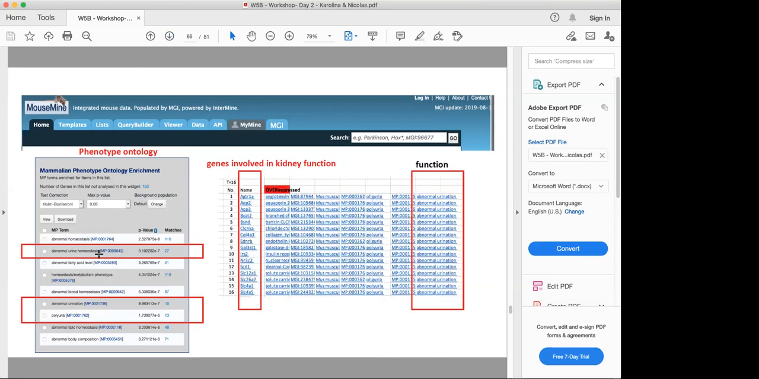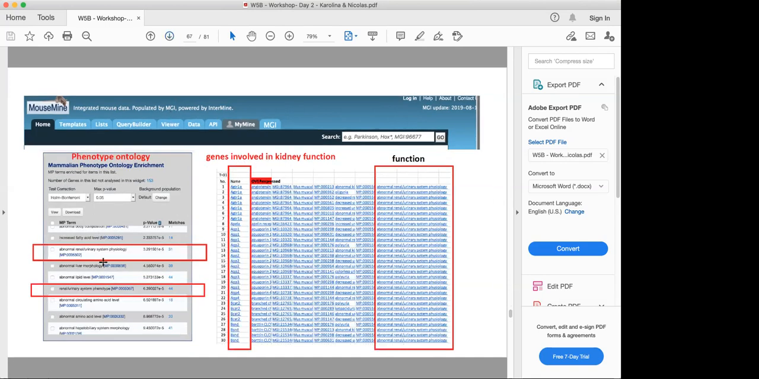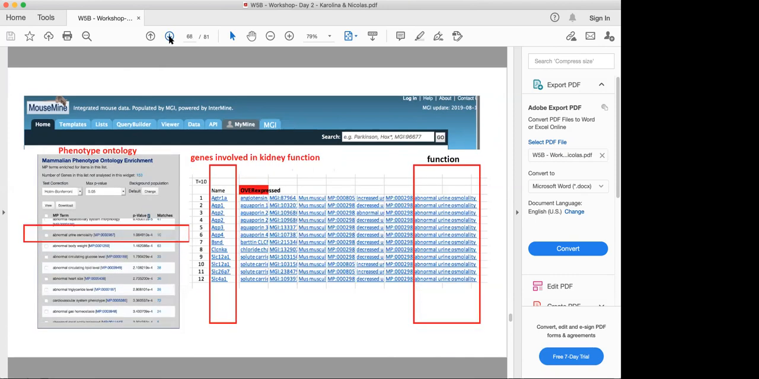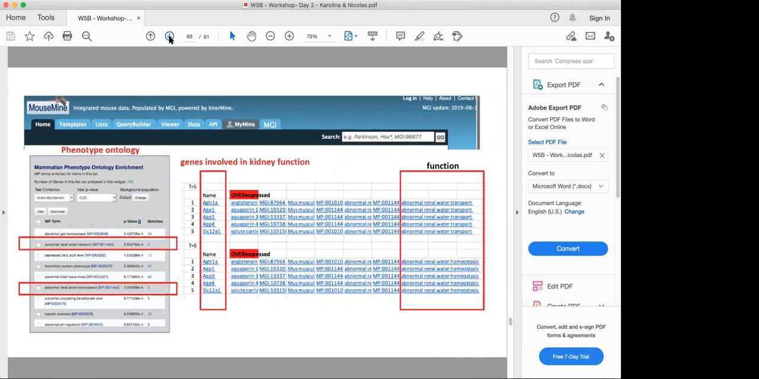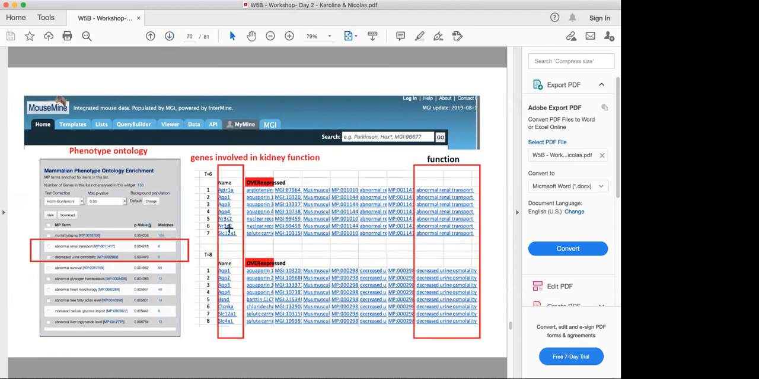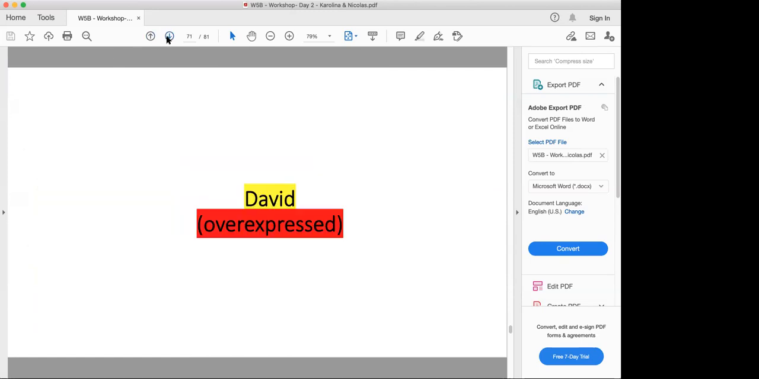And here again, abnormal urine homeostasis, abnormal urination, polyuria, abnormal renal urinary system physiology, renal urinary system phenotype, abnormal urine osmolarity, abnormal renal water transport, abnormal renal water homeostasis. You may want to check which of those specific genes from your data sets are involved in those. So very good, very significant results for my condition that I was checking. Abnormal renal transport, decreased urine osmolarity.